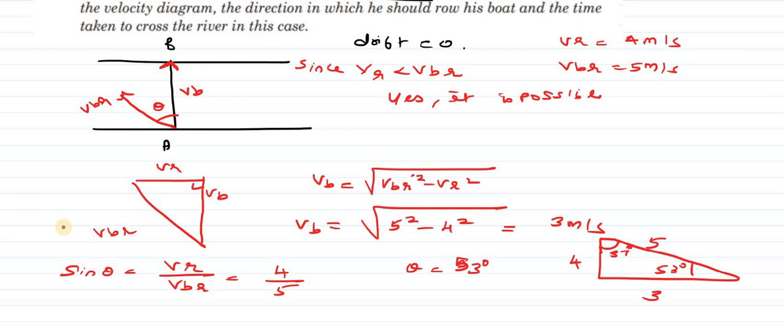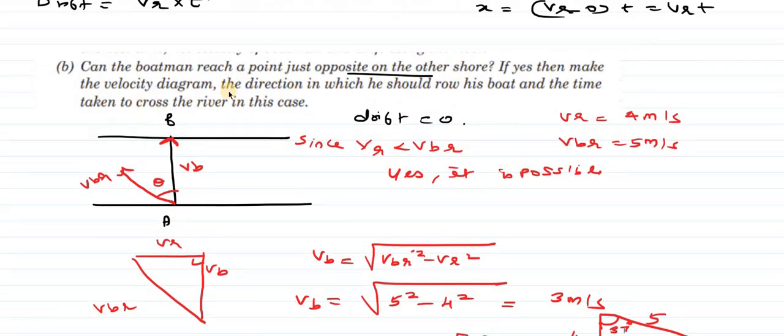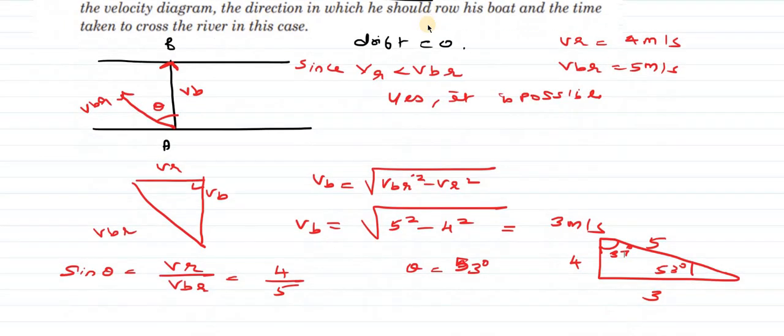So this is the value. Now what is it that they have asked you? The direction in which he should row. He should row at an angle of 53 degree with respect to what? From the vertical. So 53 degree with respect to the vertical, he should make it. Theta should be 53 degree.